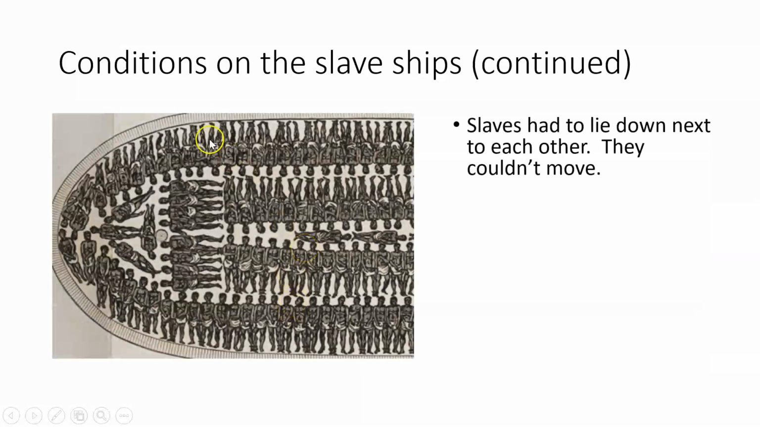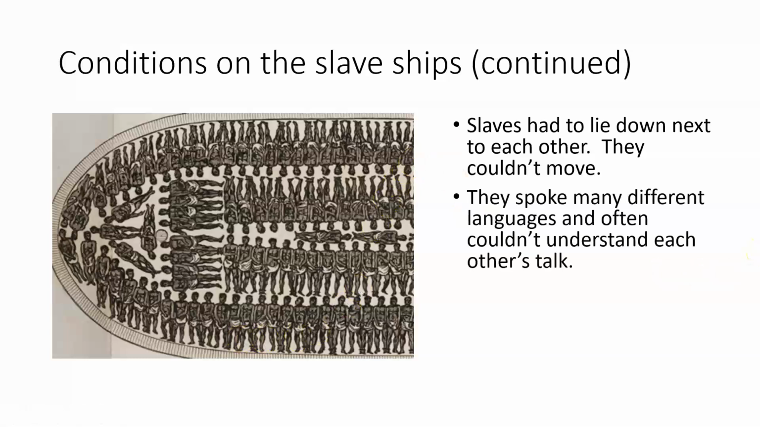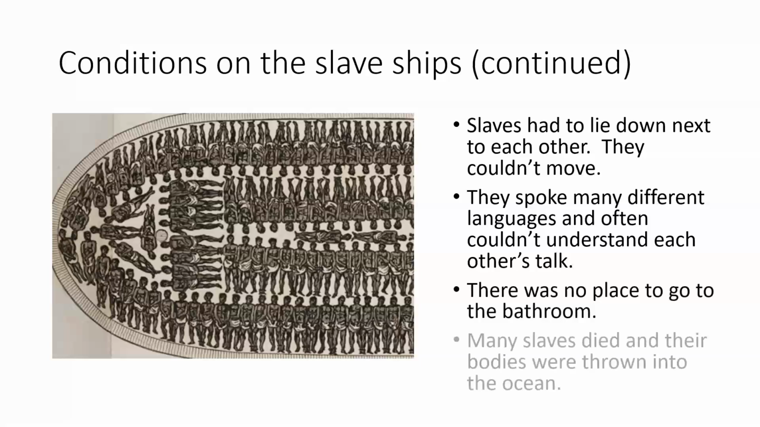This is another person's drawing of how they put the slaves in the ships. The slaves had to lie down next to each other, and they couldn't move. They spoke many different languages and often couldn't understand each other's talk. And there was no place to go to the bathroom in this ship. Many slaves died and were thrown into the ocean, and this is easy to understand because it wasn't clean. They didn't get to move or get normal exercise. It was really terrible conditions for them.